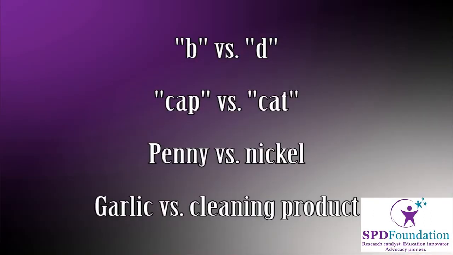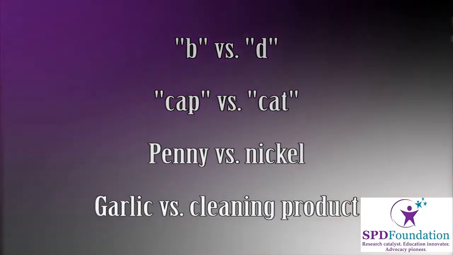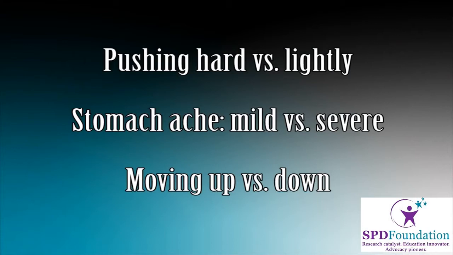In the visual domain, for example, a B may look like a D. In the auditory domain, a cap may sound the same as cat. In the tactile domain, a penny may feel like a nickel. In the smell domain, garlic odor may be indistinguishable from cleaning products. In the proprioceptive domain, when to push hard versus when to push lightly may be tough to determine. In the interoceptive domain, any minor stomachache may be indistinguishable from a severe stomachache. In the vestibular domain, movement upwards may be indistinguishable from movement downwards.